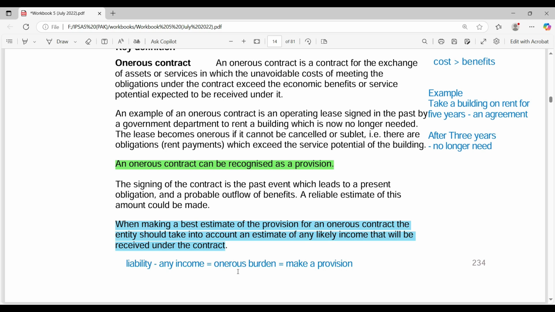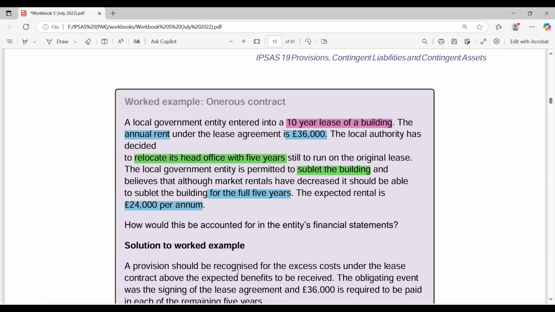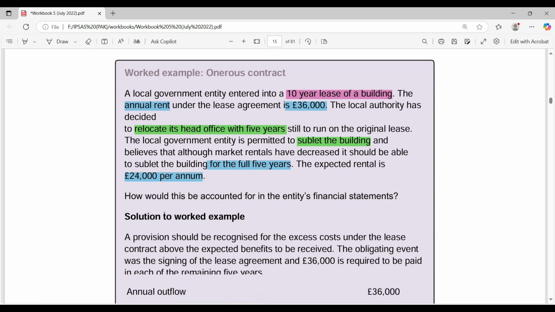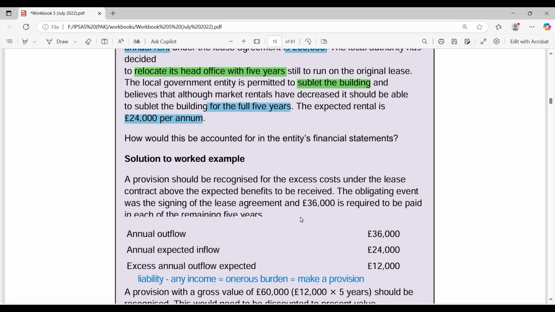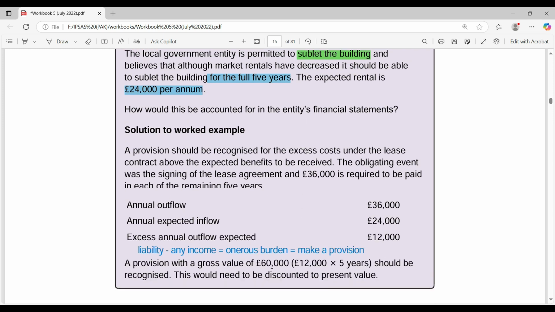See with the example, a local government entity enters into a 10-year lease of a building. The annual rent is 36,000, but after 5 years you do not need that building anymore, and you sublet the building and you receive 24,000. It means that your burden is only 36 minus 24, that is 12,000 for the last 5 years. It means that 12,000 multiplied by 5, it is 60,000, is the total gross provision for the next 5 years.